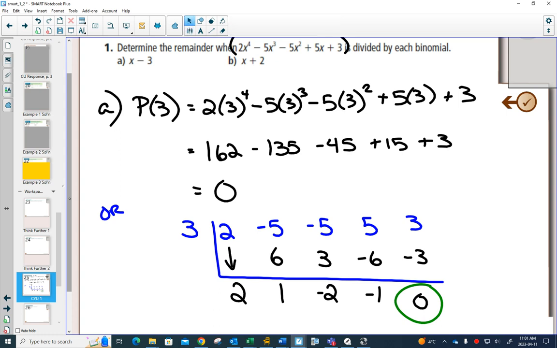I'm going to leave part B for you. Your homework on this question are 4A, 6A, 7, and 8.